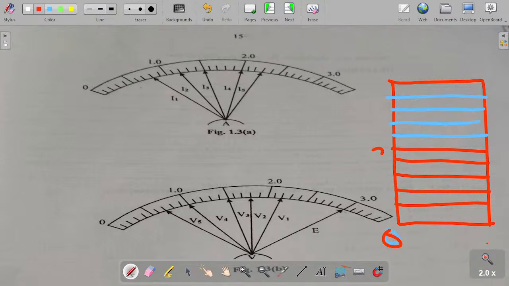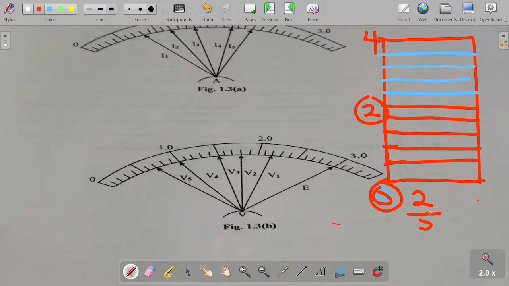I need to know the value of one line. For me to know the value of one line, I need to know the difference between here and here. The difference is 2, right? How many lines are there within that difference? 1, 2, 3, 4, 5. So 2 over 5, one line will be 0.4.